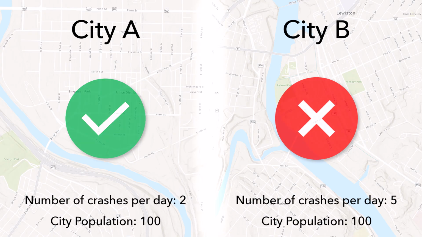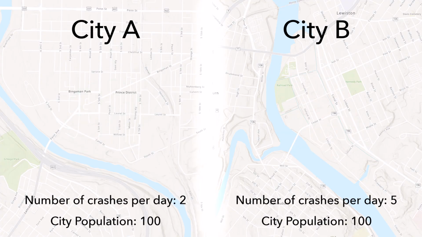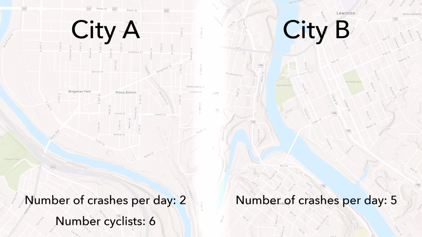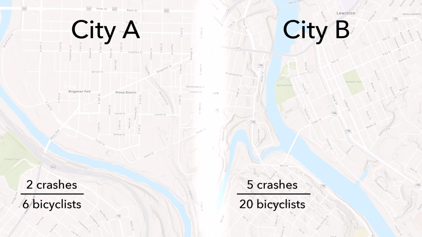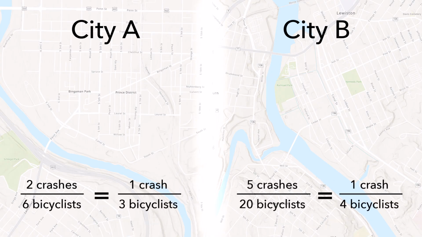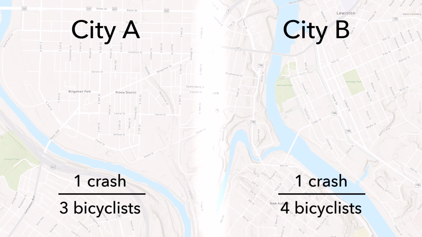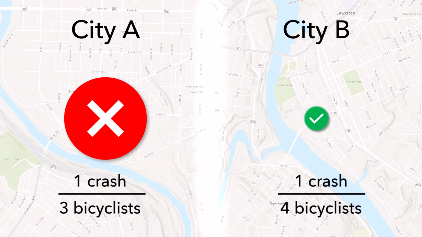The difference, though, sometimes can be how many people do you actually have biking. So regardless of the population, City A could have 6 bicyclists, whereas City B could have 20 bicyclists. And so then you start to be able to calculate crash rates. So in this case, if you had 1 crash for every 3 bicyclists in City A, or 1 crash for every 4 bicyclists in City B, you might actually say, oh, now that we understand how many people are out riding, City B is safer.